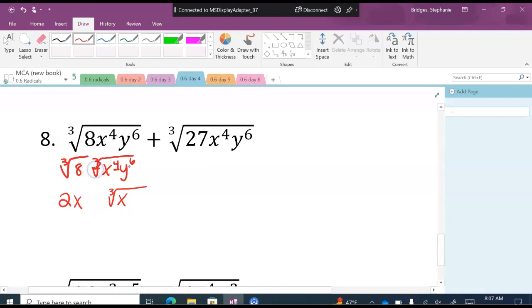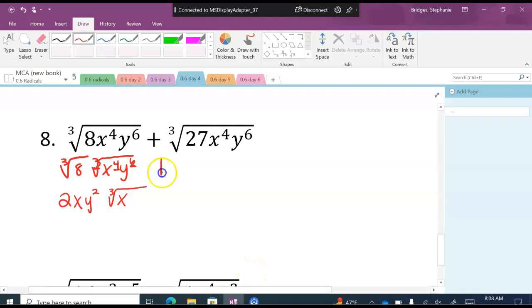How many times does 3 fit into that exponent of 6? 2. Does it fit in evenly, or are there leftovers? Evenly, right? Yeah. Okay. So if I take that cube root of 8x to the 4th y to the 6th and I simplify it completely, I have 2xy squared times the cube root of x. Is everybody okay with that one? All right, let's do the same thing to 27.